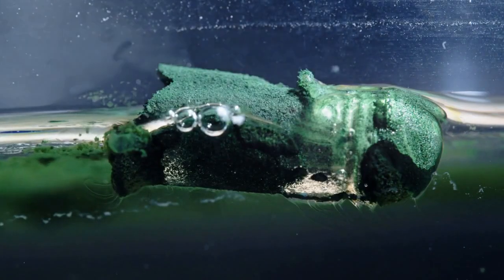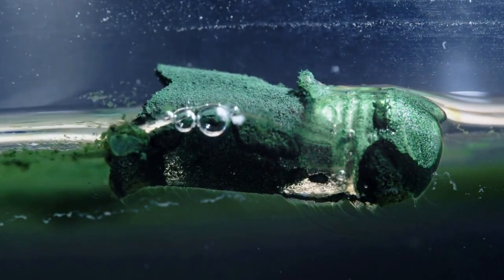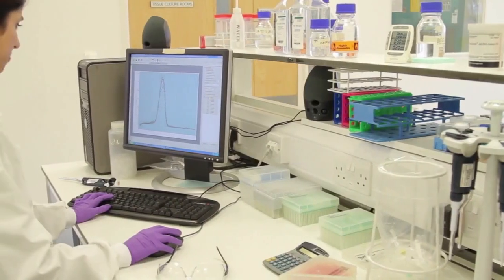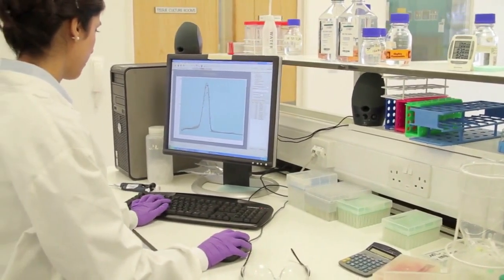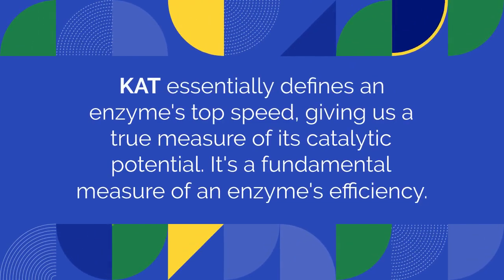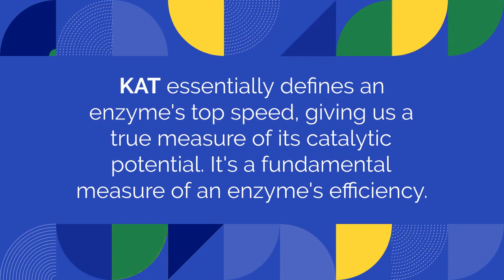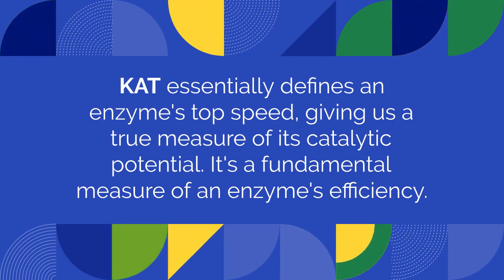For instance, the enzyme catalase has a massive KCAT, in the millions, because it needs to rapidly neutralize harmful hydrogen peroxide. Another enzyme might have a KCAT of just 10, because its job is slower and more regulated. KCAT essentially defines an enzyme's top speed, giving us a true measure of its catalytic potential. It's a fundamental measure of an enzyme's efficiency.